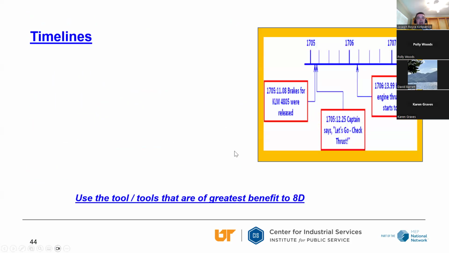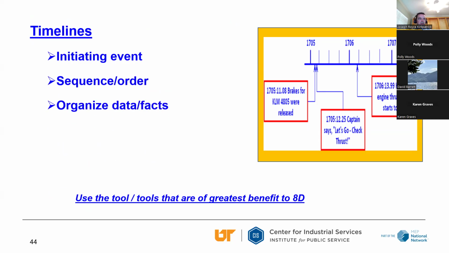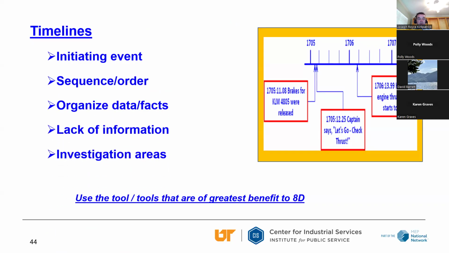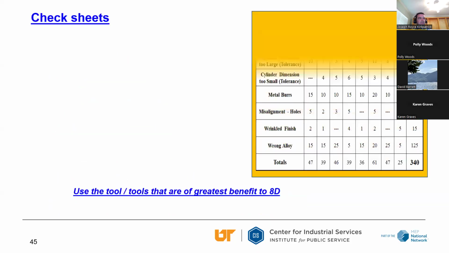And there are other tools that I like to use. One is a timeline. When I was in the steel ball world, when we had a complaint, we would get a timeline developed on when the product was made, when it went from this process to this process, when it was inspected. That helps get an understanding of the problem. I made it a habit of always doing a timeline on what the initiating event was, maybe the sequence, organizing your facts. It could help identify what information you lack and identify what areas we want to investigate. It's a visual aid for understanding the event.